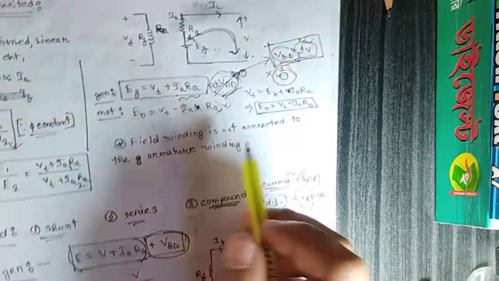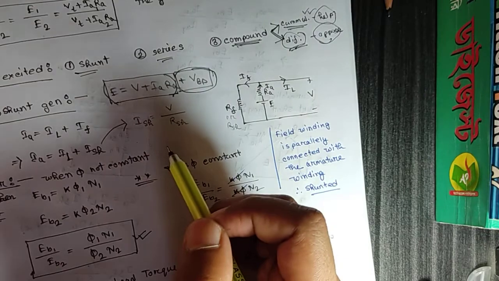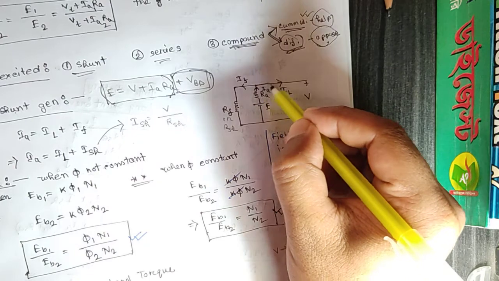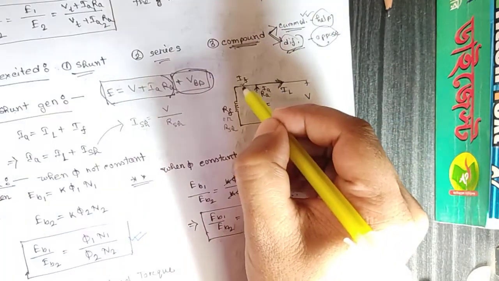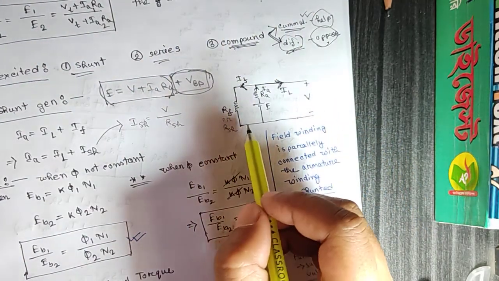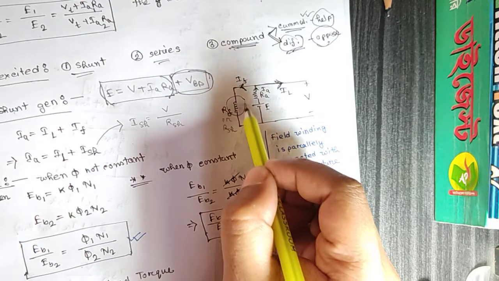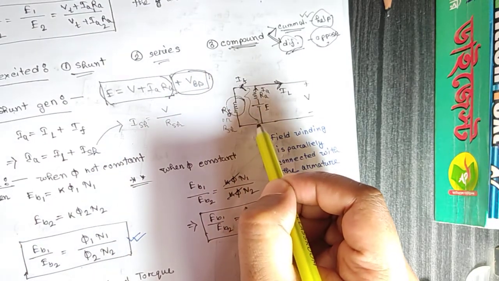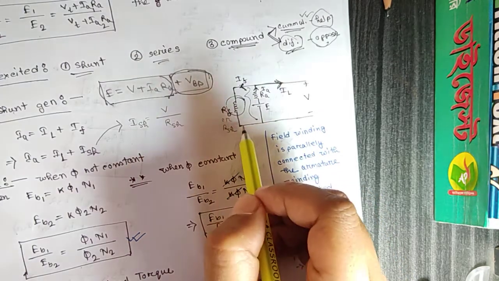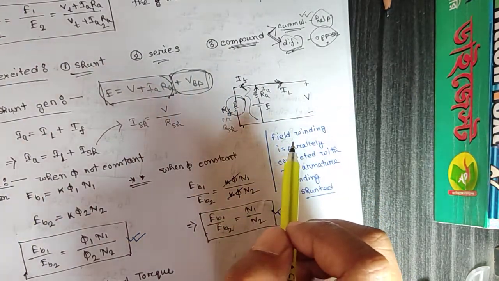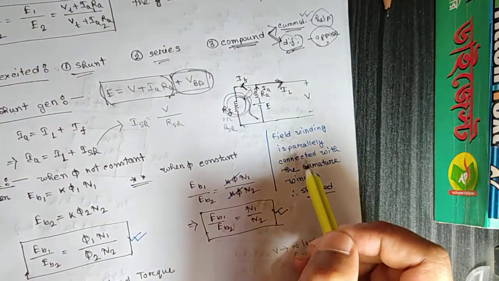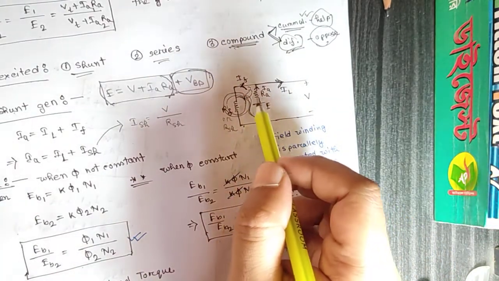Okay, so in the case of a DC shunt generator, we know the armature current is going in this way to that way for the line current, and this one is the shunt or field current. See, the field is shunted, parallel to the armature winding. That's why we call it a shunt DC generator. The field winding is connected in parallel with the armature winding. That's why we call it shunted.